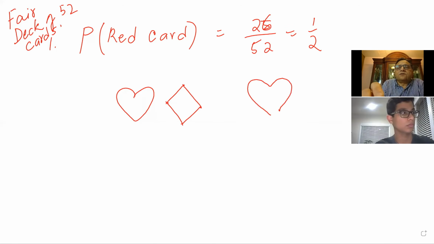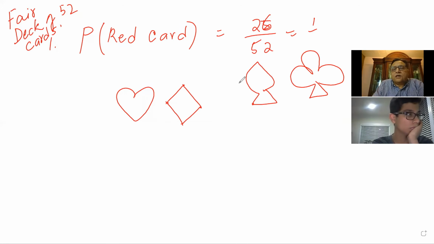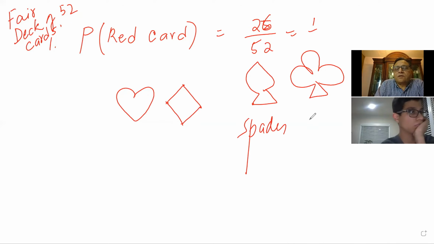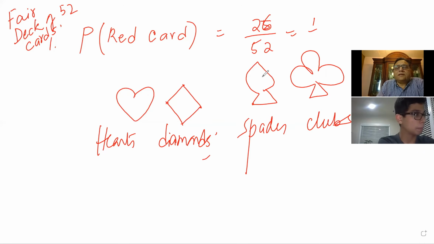Sorry, this is not the shape. Something like this. Okay, and clubs. So those are the spades and clubs, right? So basically, these are black and these are red. So when I say red, 50% are red. Okay. So we get this.